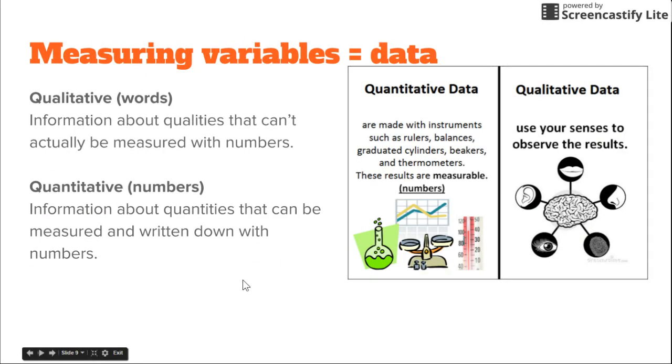Now, just a quick review. Qualitative data is words. It's hard to measure words. It's more of a descriptive thing. Information about qualities that can't actually be measured with numbers. Quantitative data, numbers, are things that can be measured more easily and shown in graphs.